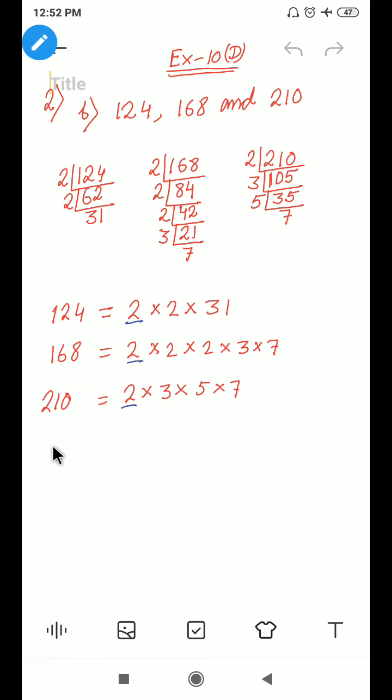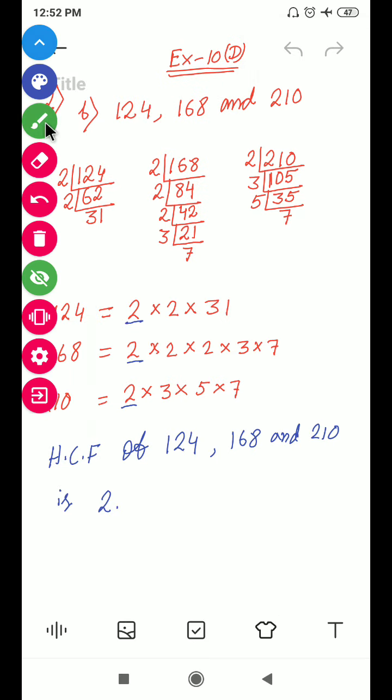So the HCF of 124, 168 and 210 is only 2. Okay, now let's see another example like this.